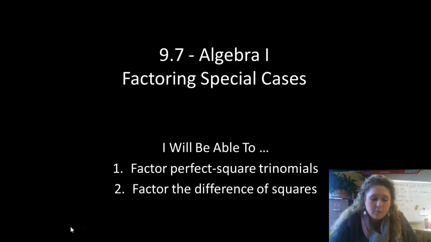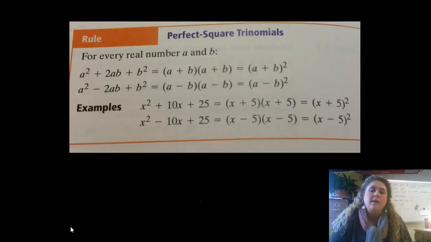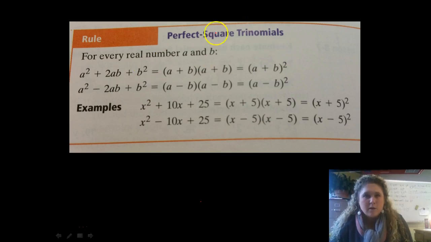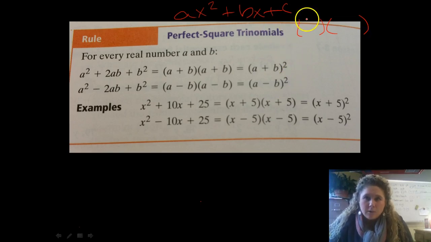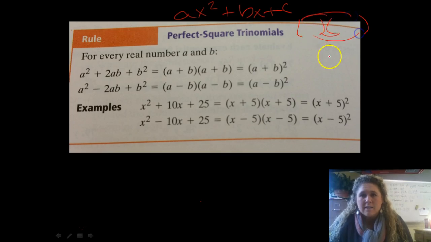We're working on 9.7, which is factoring special cases. You'll be able to factor perfect square trinomials and factor the difference of squares. In the past 2 days, we have been working with trinomials in the form ax squared plus bx plus c. We've taken a trinomial and been able to factor it into two parentheses, and then FOIL, first, outer, inner, last, together to check and make sure we get back to here.